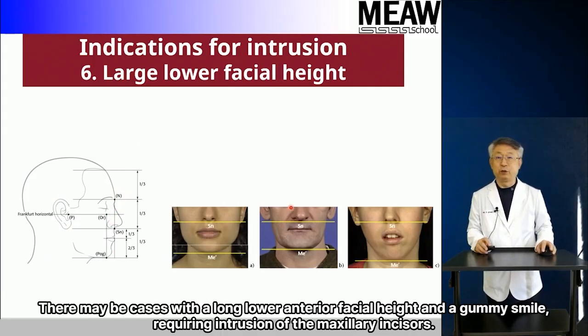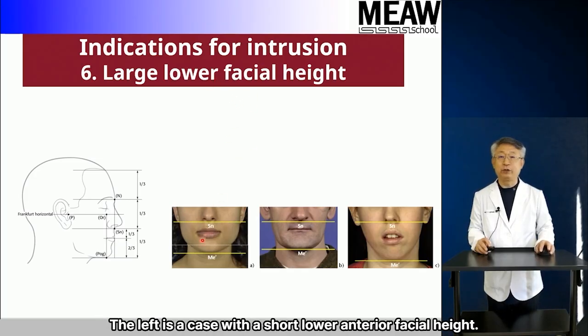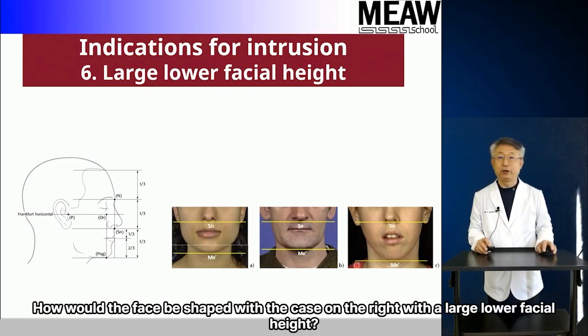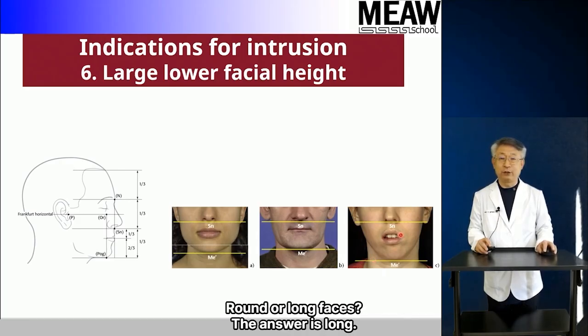There may be cases with a long lower anterior facial height and a gummy smile, requiring intrusion of the maxillary incisors. The left is a case with a short lower anterior facial height. How would the face be shaped with the case on the right with a large lower facial height? Round or long faces? The answer is long.